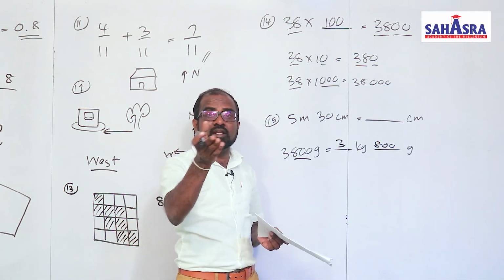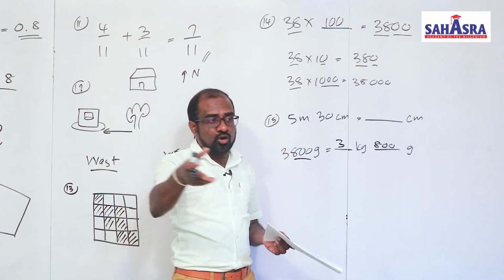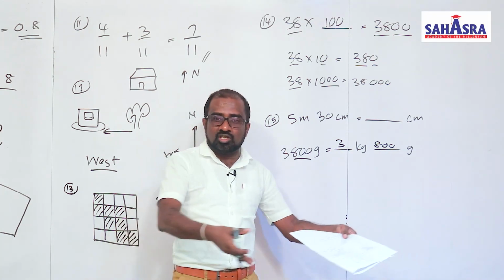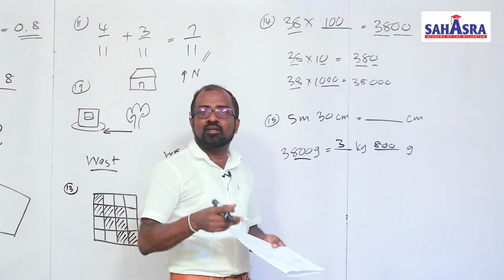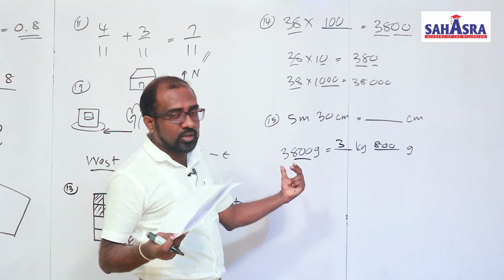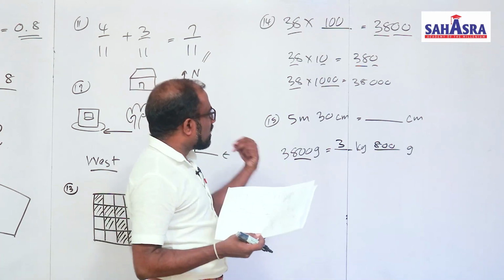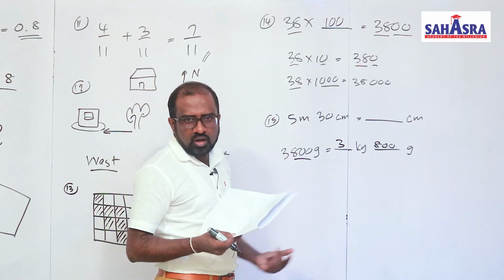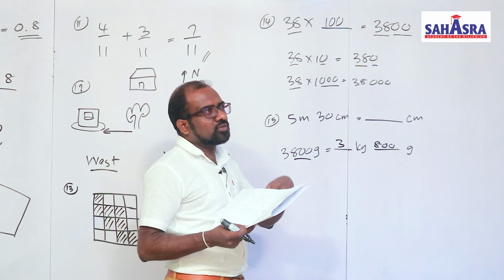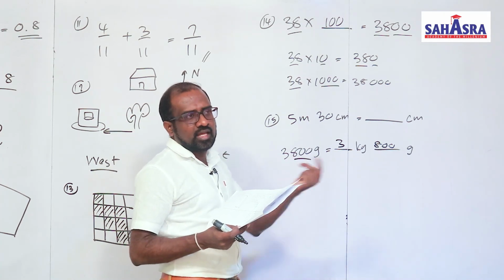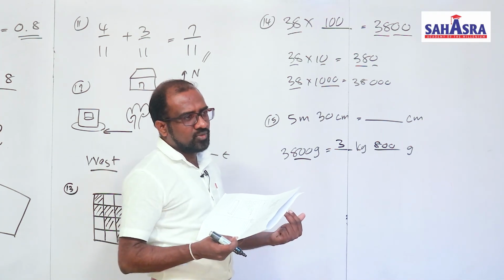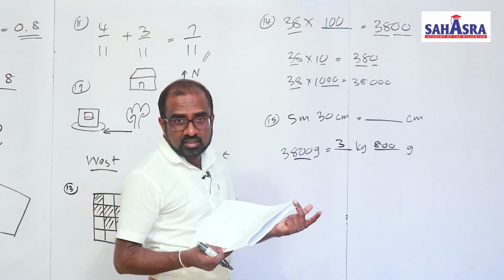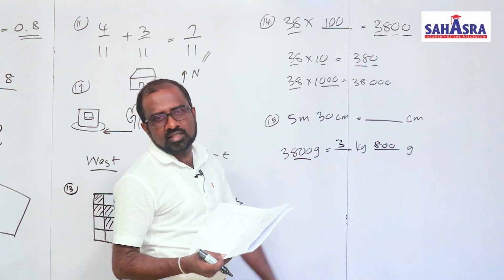You have taken the meter rod when you were in grade 3. You measure the length of the school corridor, length of the classroom, you have seen the meter rod. 100 centimeters is equal to 1 meter. Then 1,000 meters is taken as 1 kilometer. That's all. 10 millimeters 1 centimeter, 100 centimeters 1 meter, 1000 meters 1 kilometer.